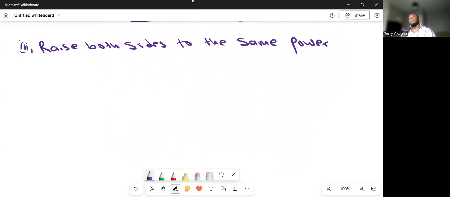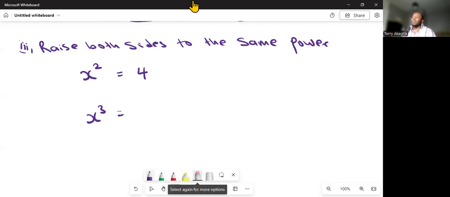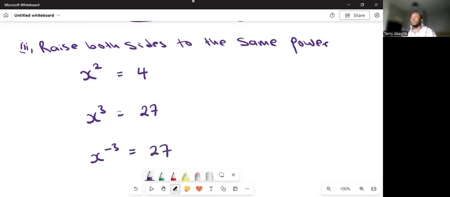So let's assume we have x raised to the power 2 is equal to 4, for instance, and you are asked to find x. Or you can have, for instance, x raised to the power 3 is equal to 27. So you might end up having to raise both sides, or in some cases, you could even have x raised to the power minus 3 is equal to 27. So in these 3 cases here, we want to make x the subject of the formula.